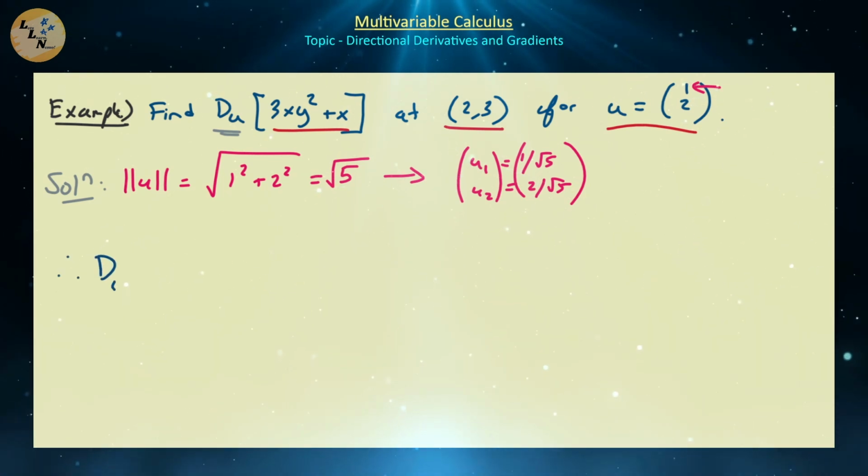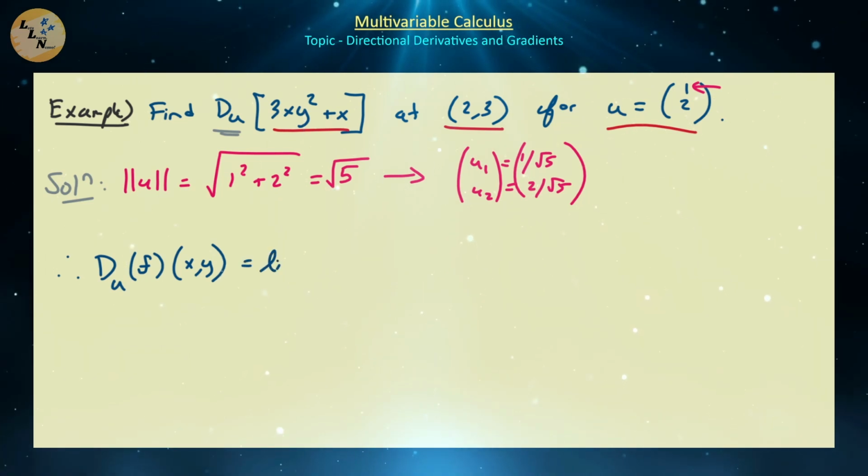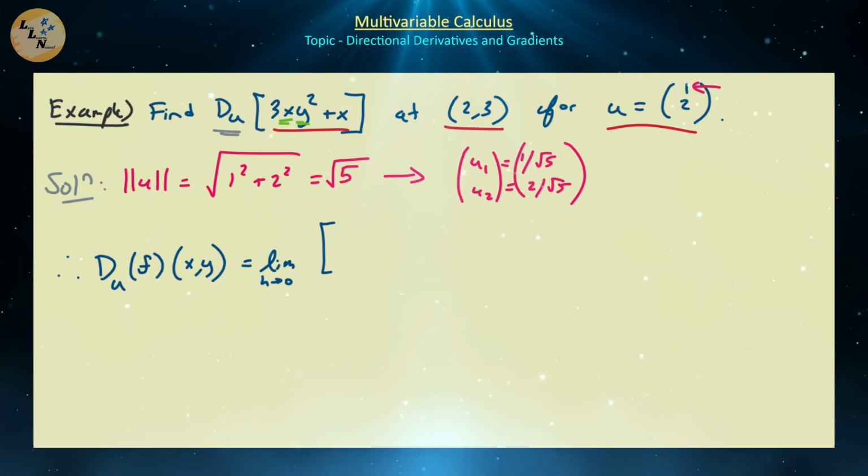So the directional derivative in the direction of u of our function f evaluated at the point (x, y) is going to be equal to what? It's going to be the limit as h approaches 0 of, and this is going to get quite messy, but we're going to be replacing x with x plus h u1 and y with y plus h u2. So once we do that, what will we get?